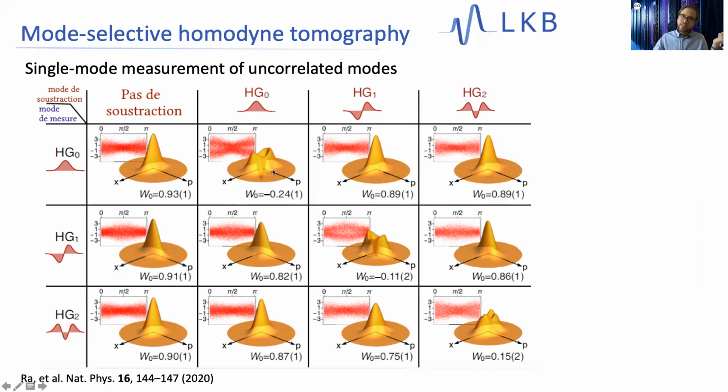We get Wigner negativity in HG0. There is a little change. This is because experiments are never perfect. Then you see this mode selectivity nicely when we tune the subtraction to HG1. Again, when we subtract in HG1 and we measure 0, 1, and 2, the Wigner negativity goes really into one mode and the others are virtually unaffected.